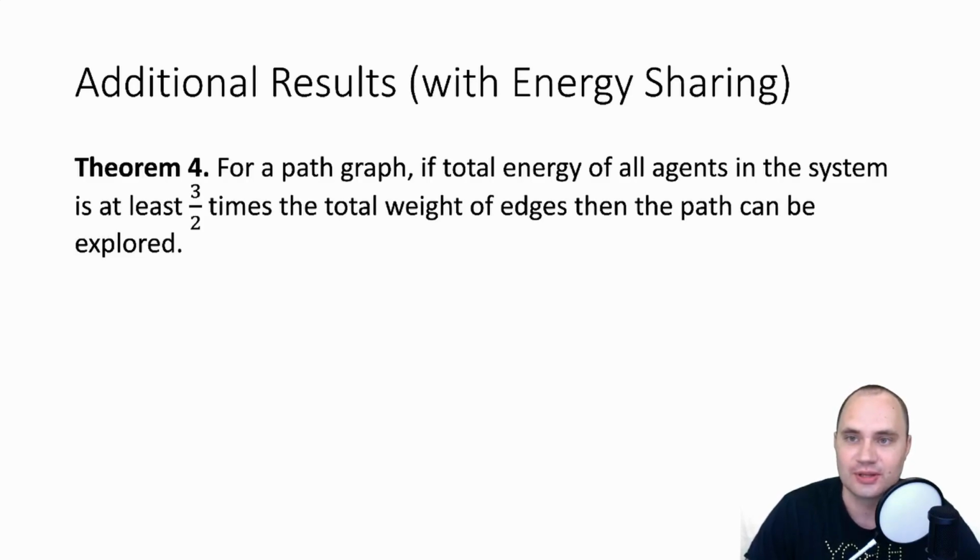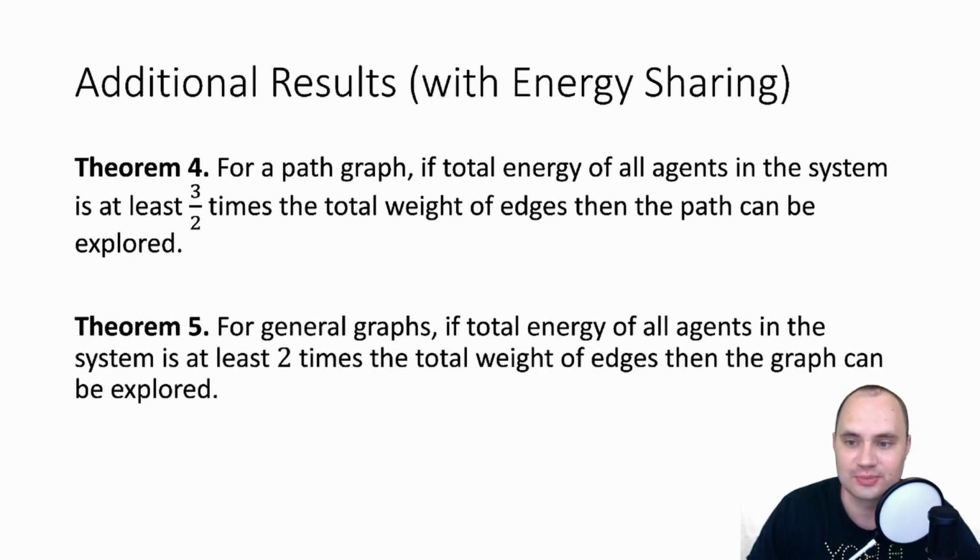Now, there are other results in the paper which I will not be discussing with great details, but they are of interest. So some additional results are that we show for a path graph, if total energy of all agents in the system is at least 3/2 times the weight of edges, then the path can be explored. So recall that not all initial configurations allow for exploration of a graph, but if there is sufficient amount of energy for a path graph, then it is explorable.